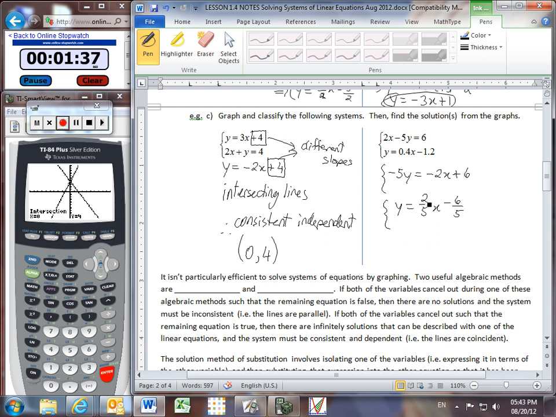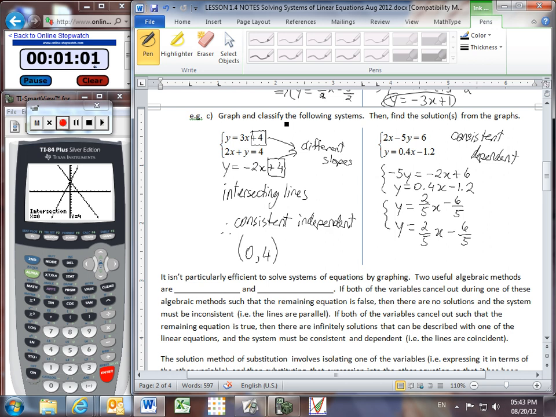So you'll notice that because I've got fractions in my form for the first equation, maybe it'd be nice for me to change my second equation of 0.4x minus 1.2. Perhaps I should change that also into fractions. So 0.4 I know is 2/5 x, and -1.2 I can find out is 6/5. So, well, look, I've got the exact same equations. Because the equations are identical, it must be a consistent dependent system.